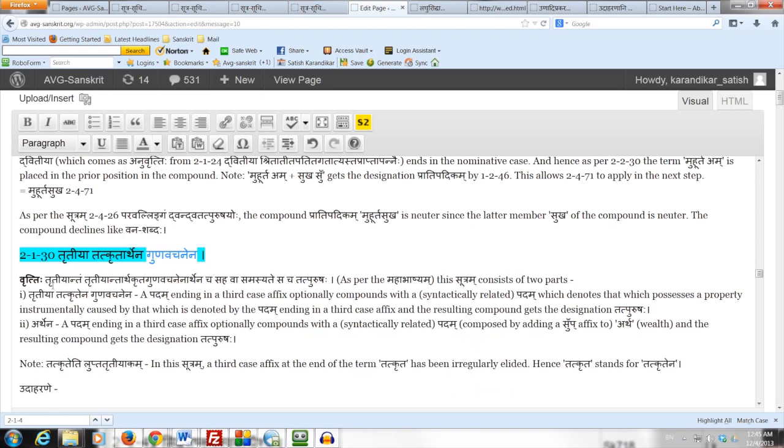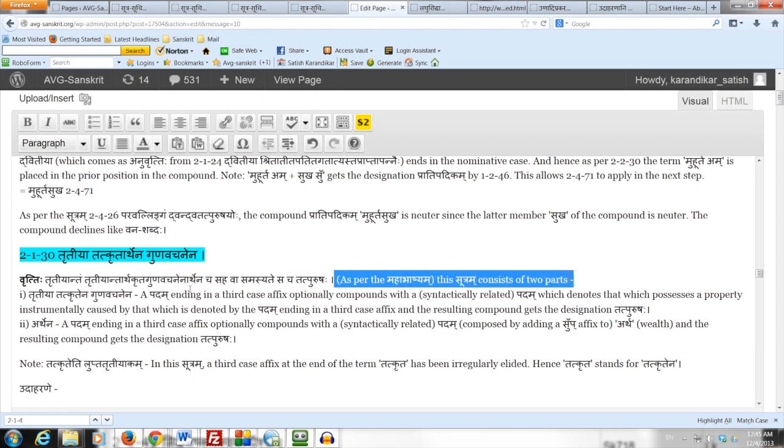It says Tritiyantam Tritiyantartha Krita Gunavachanena Arthena cha saha vasamasyate sa cha tatpurushaha. As per the Mahabhashyam, this sutram consists of 2 parts.